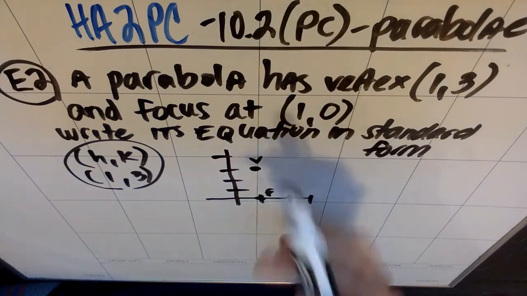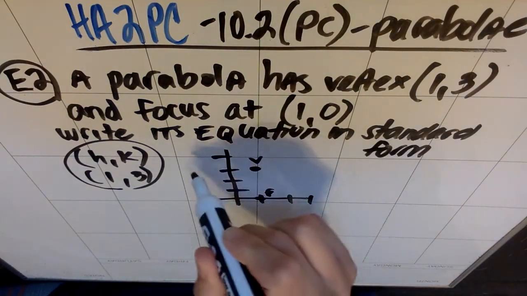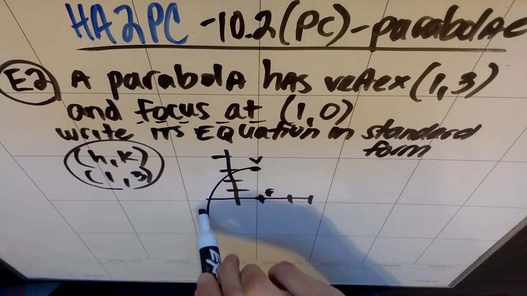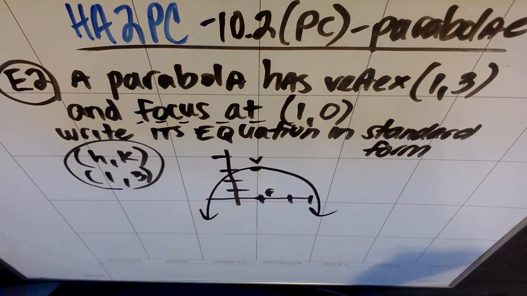Remember, the graph bends away from the directrix towards the focus. So what that means is that the directrix is somewhere up here, and the graph is bending this way, right? It bends around the focus, from the vertex around the focus.